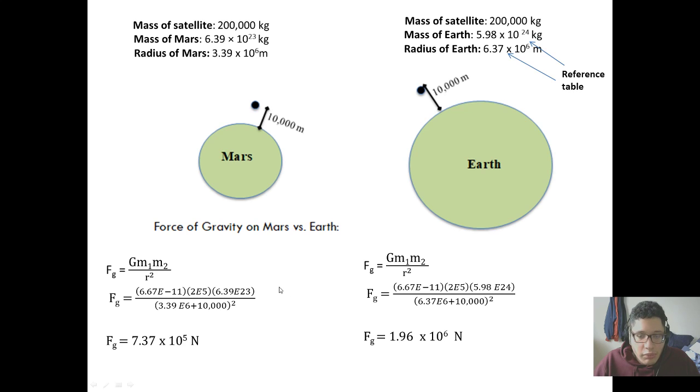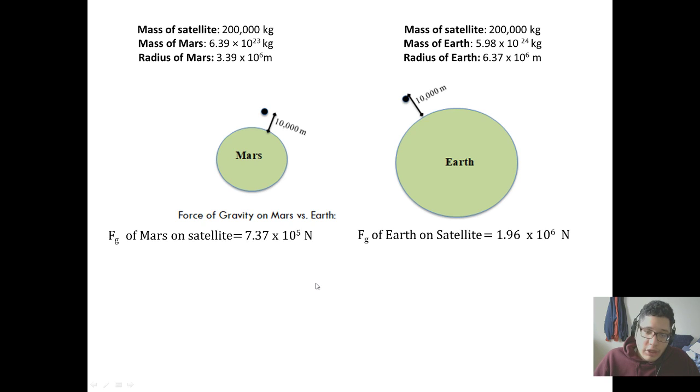So obviously, my 1.96 times 10 to the 6 newtons is a lot bigger of a number than 7.35 times 10 to the 5th. And we can talk a little bit about why. So I rewrote my Fg's here for both Mars and Earth.